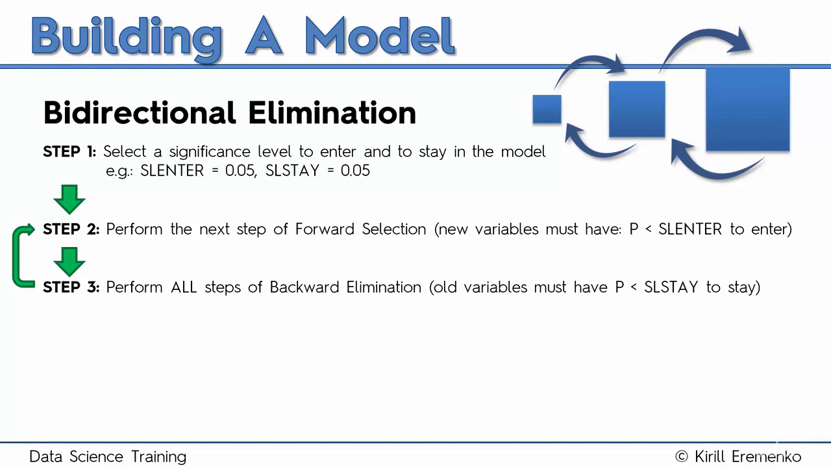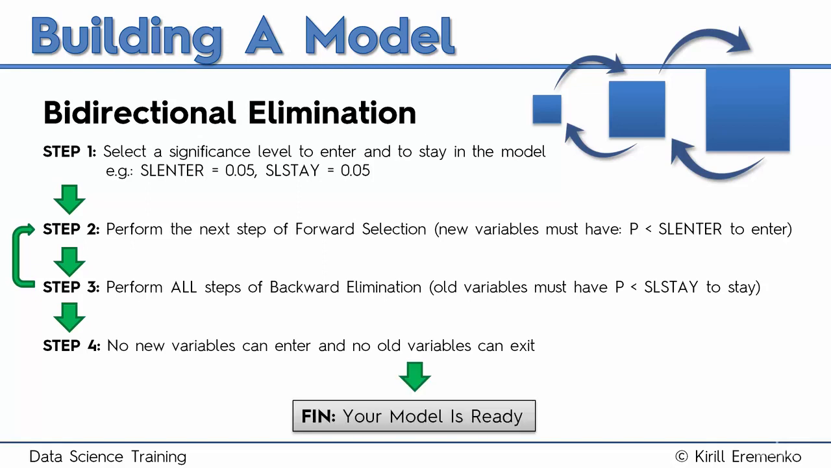And so this is a very iterative process. You keep doing that until at some point you cannot add new variables, no variables can enter, or no old variables can exit. And as soon as you get there, then you proceed to the finish because your model is ready. You can't add anything, you can't take anything out. That means you've created the model. So this is one of the more tedious methods. Of course, you would have to get a computer to do this for you because otherwise you'd go insane putting variables in and taking them out. But that's how bidirectional elimination works. Once again, some people call it stepwise regression.